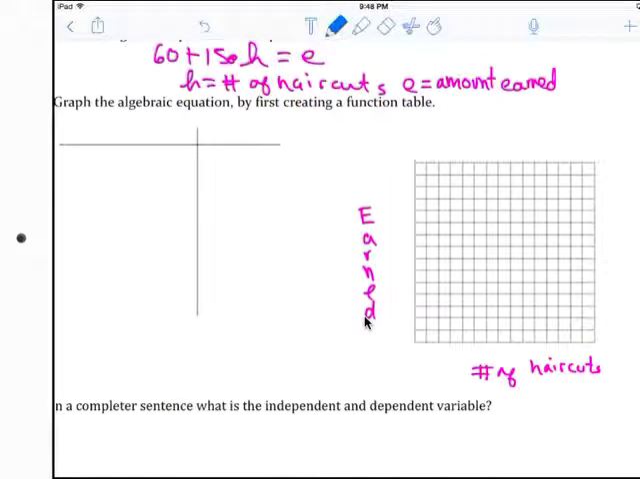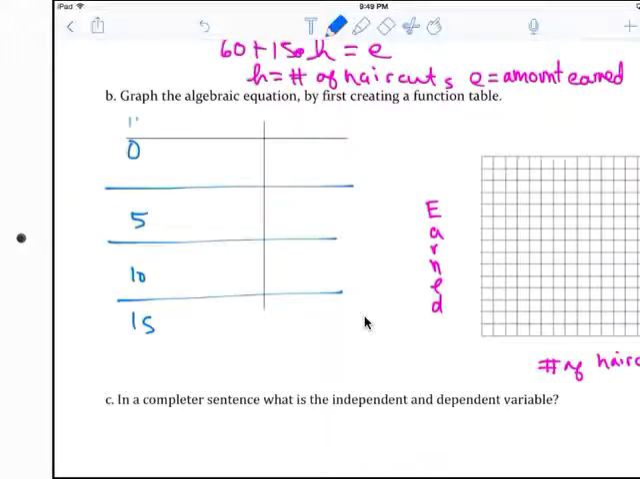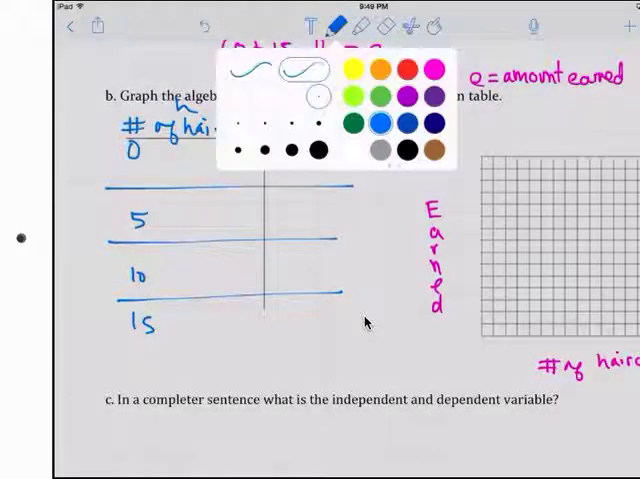Okay, so let's see how many haircuts we want them to have. 0 haircuts. Always choose 0. Pretend if they had 0 haircuts. Say they have 5, 10, and then 15. See how much they earned. So this is the number of haircuts, or H, and this is E, the amount earned in dollars.